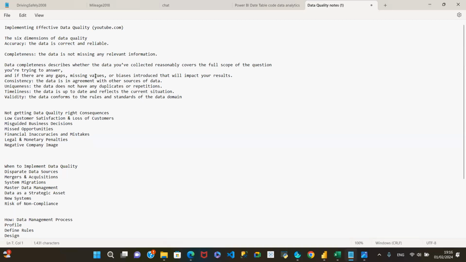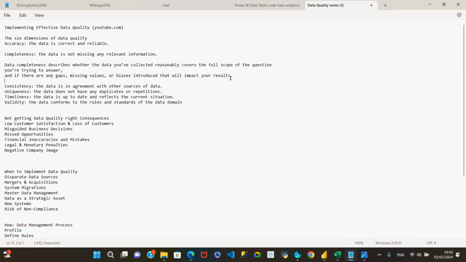Data completeness also describes whether the data you have collected covers the full scope of the question that you are trying to answer at that time. So you've been given the business question. Do you have enough in your hand as far as data is concerned to completely answer the question? And are there missing values? Are there gaps or blanks within your data? That is where data completeness comes in.